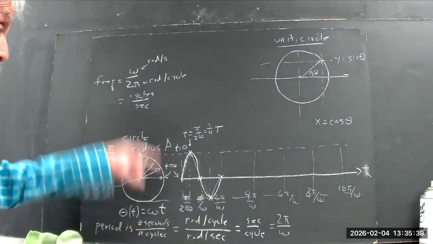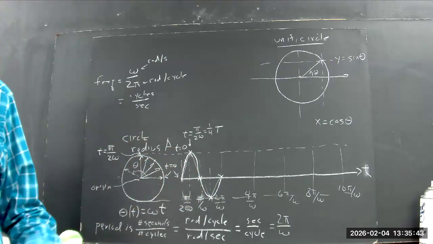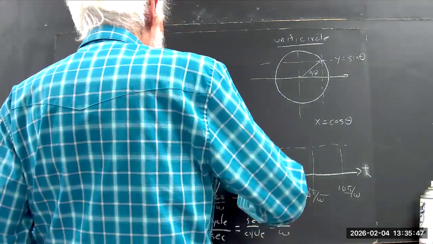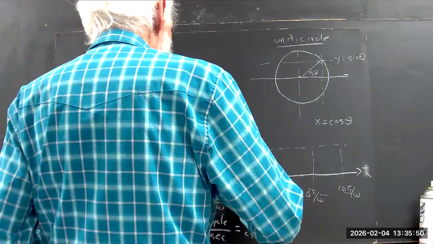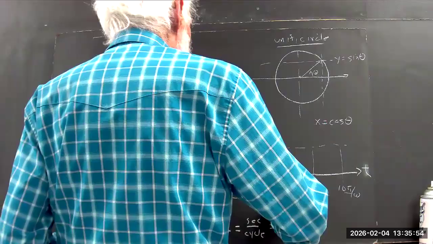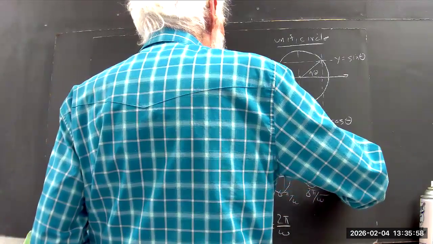And if we keep going around here, we're going to keep going through the same points again and again, so that the graph is going to continually do this. Oh man, that was bad. I'm screwing it up, but you get the idea.